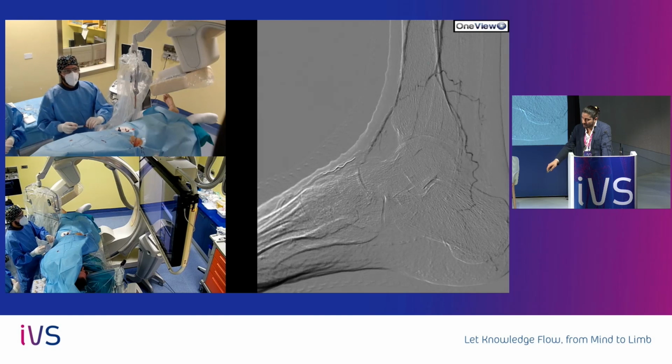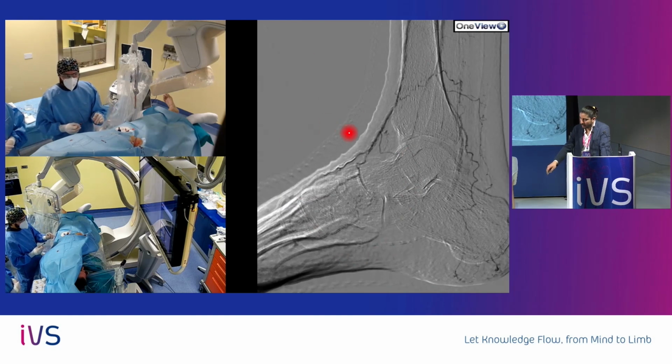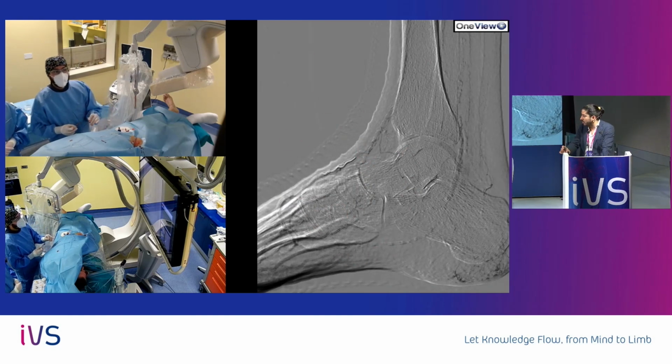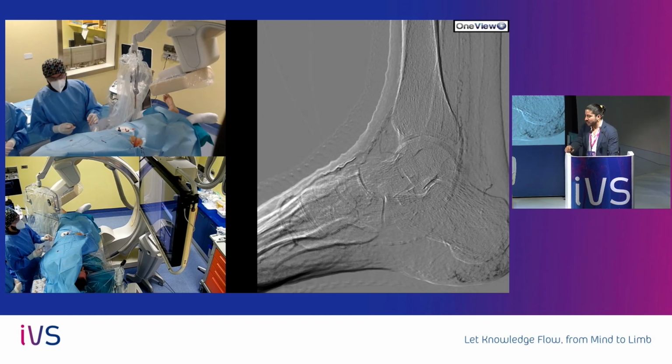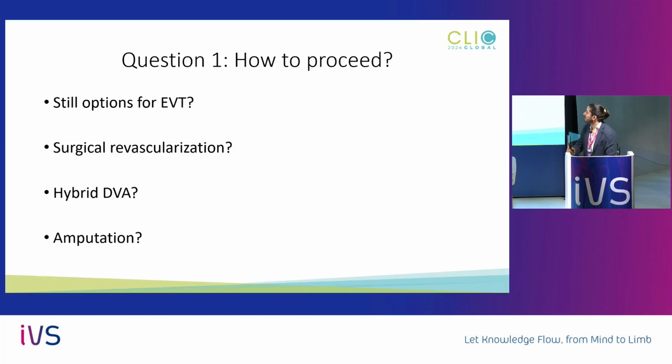First thing, this is the tip of a guide wire. So someone was trying, was failing, and was leaving something in. So when we talk about complications, I chose this case. Unfortunately, I have multiple cases of complications, but I chose this one because it's the worst. In my mind, I hate to leave something in, and I hate it more when I find something that was left by someone else. So how to move forward? Still options for endovascular approach, surgical, hybrid DVA, or just amputation.